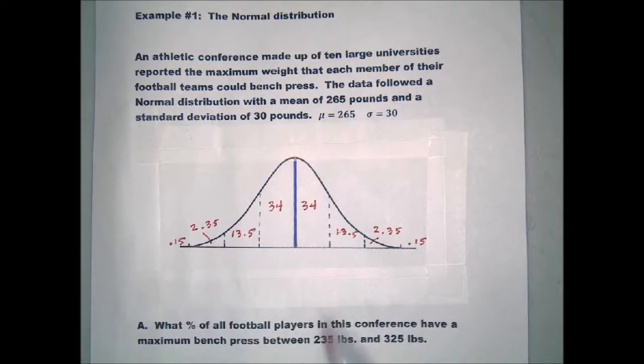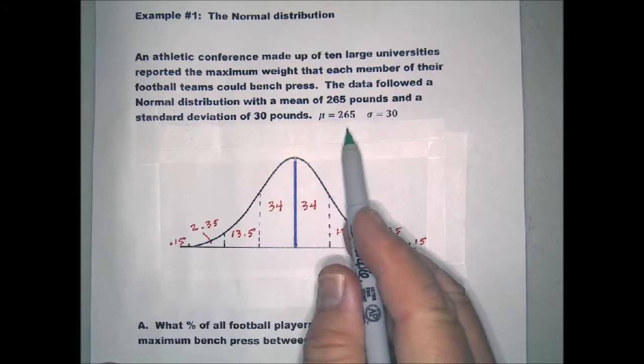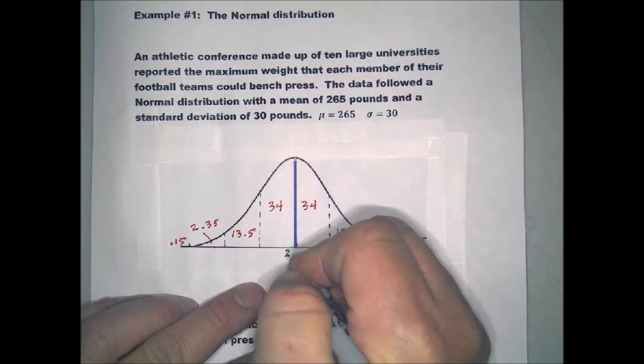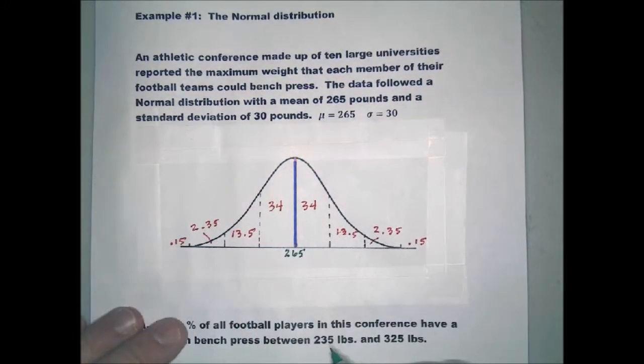Now, what do these numbers represent? They represent different sections of the normal distribution. So the next thing we're going to do is take the data specific to this problem. Remember, they said the average football player can bench press 265 pounds. So I'm going to put a 265 right there in the middle.